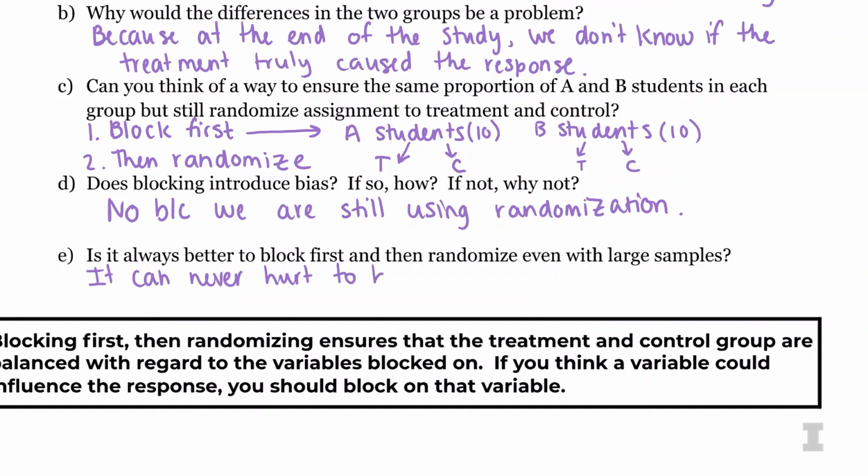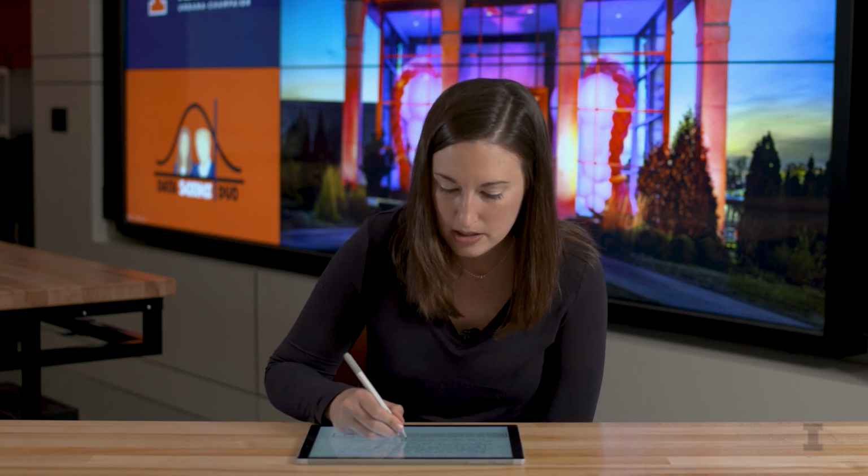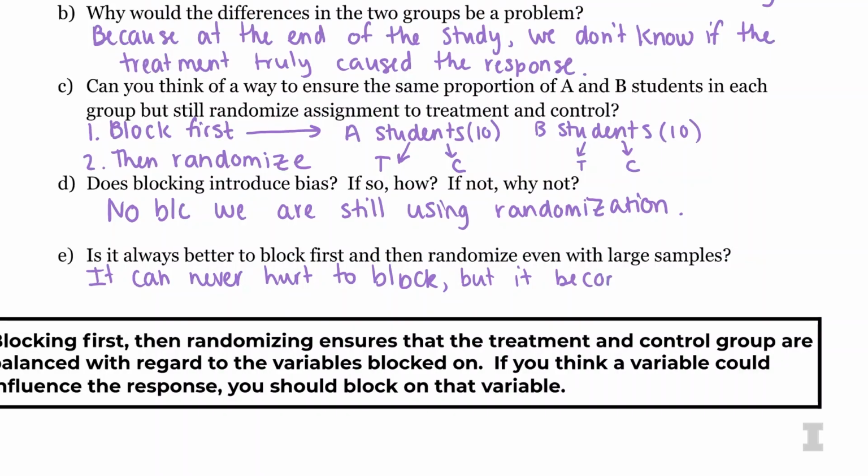It can never hurt to block, but I will say it becomes less necessary with large samples, just because with large samples, the randomization should have the differences average out in the long run. So it can never hurt to block, but it becomes less necessary as the sample size increases.